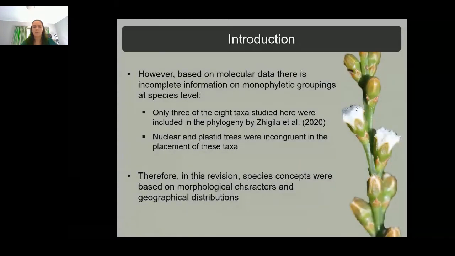However, we do have incomplete information on monophyletic groupings at species levels within the subgenus. And in the 2020 study, only 3 of the 8 taxa were included, and there was some incongruence between nuclear and plastid trees. So we therefore opted to use a morphological species concept combined with geographical distributions in the study.